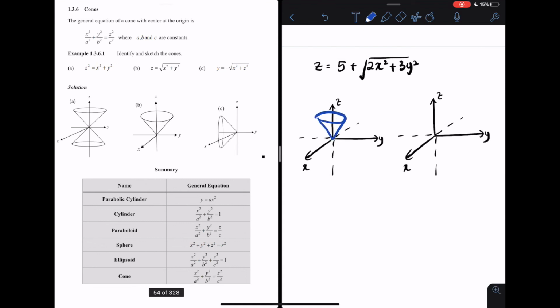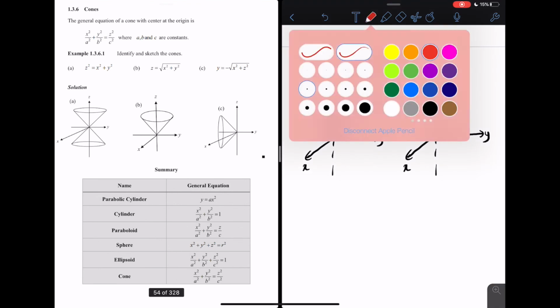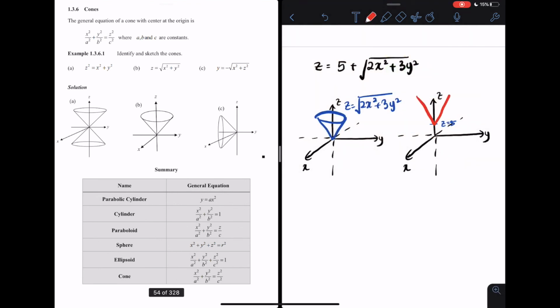This is z is equal to 2x squared plus 3y squared. And then it needs to move 5 units along the positive z axis. So you locate where 5 is first. This is where z is equal to 5. So you will end up having this cone elevated 5 units along the positive z axis. So there you go. This is the cone based on the equation given to you.